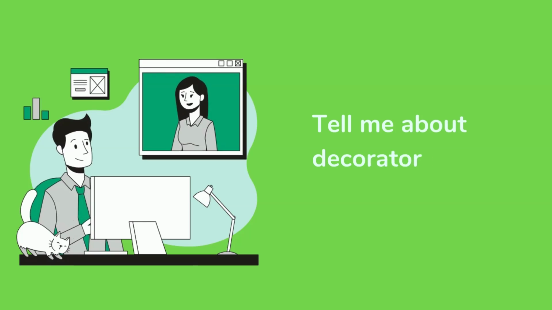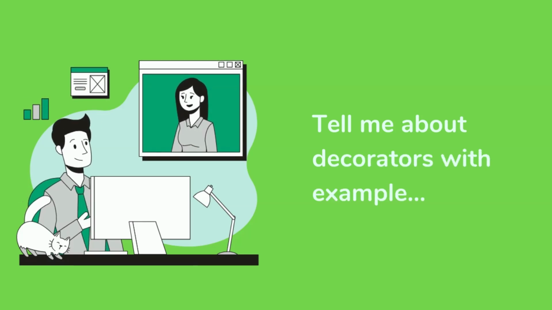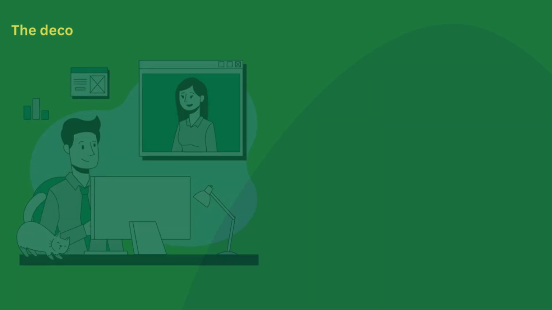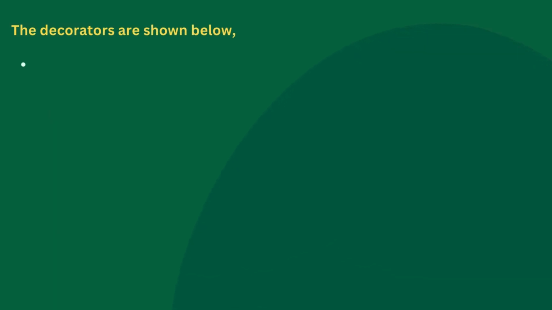Tell me about the types of decorators used in Angular with an example. Angular provides several built-in decorators. We can classify them under 4 different categories. These are class decorators, property decorators, method decorators, and parameter decorators.